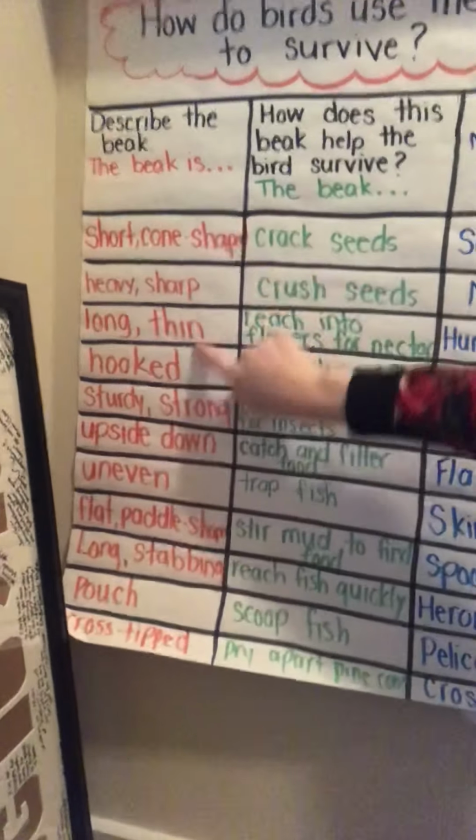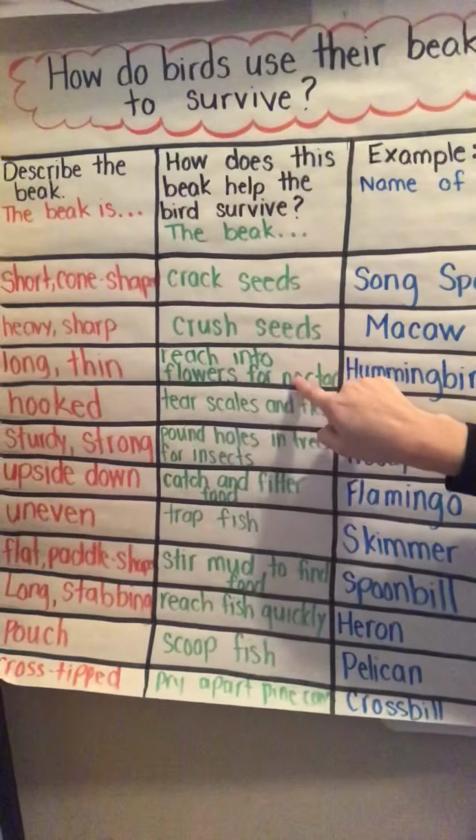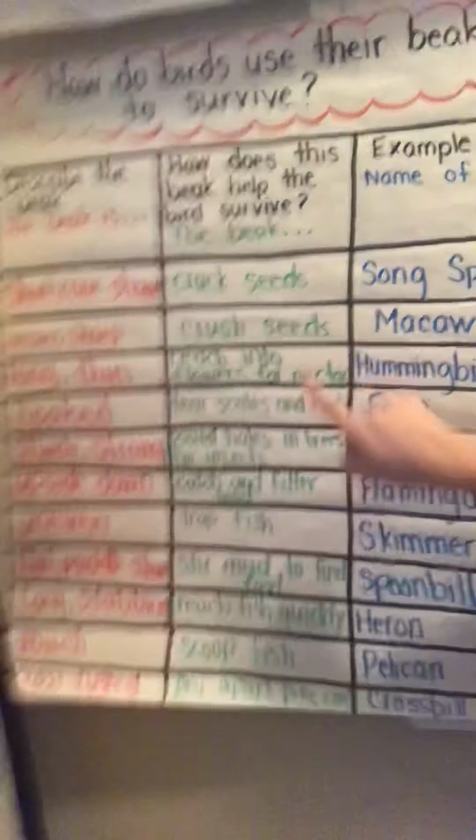So again, you're going to take two parts. You'll have two sentences for your first detail. First, how does the beak look? Describe the beak. And then your next sentence will be, how does it help the bird survive? I'll make sure I send you my example, but I want you to use something else.